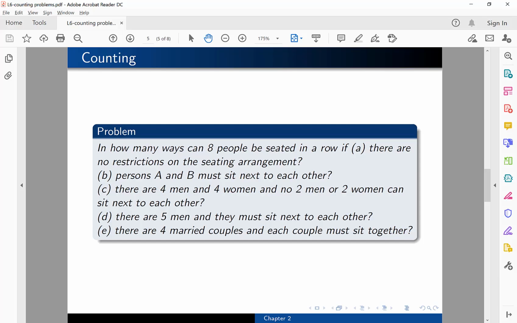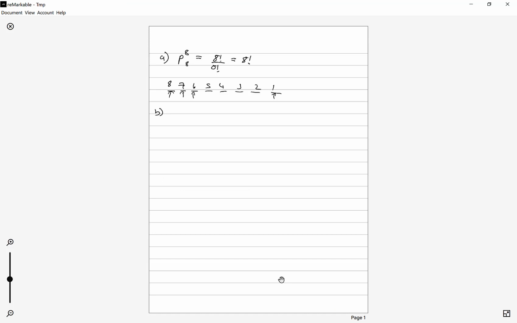So let's see part B. Person A and B must sit next to each other. Okay, so person A and B will sit next to each other. So let's see, how does this look like? So we have 8 spots, 1, 2, 3, 4, 5, 6, 7, 8. These dashes stand for spots. Okay. So I have person A and person B. Suppose they're sitting in these first 2 spots, right? So I'll put a circle around this to indicate that they're kind of stuck together.